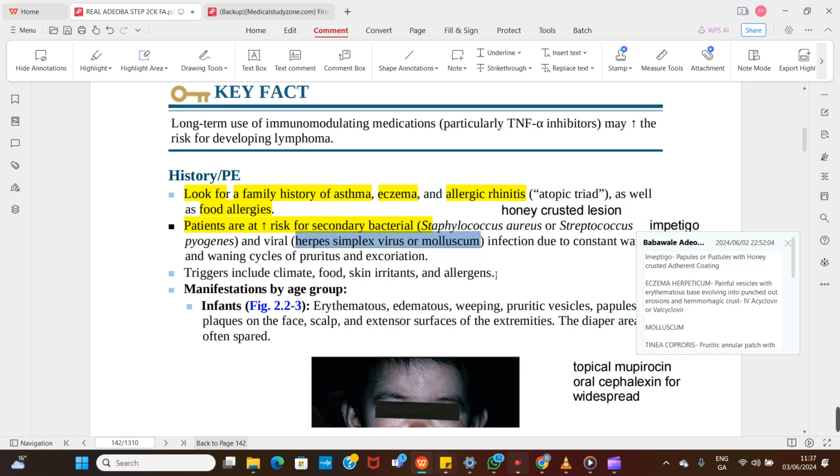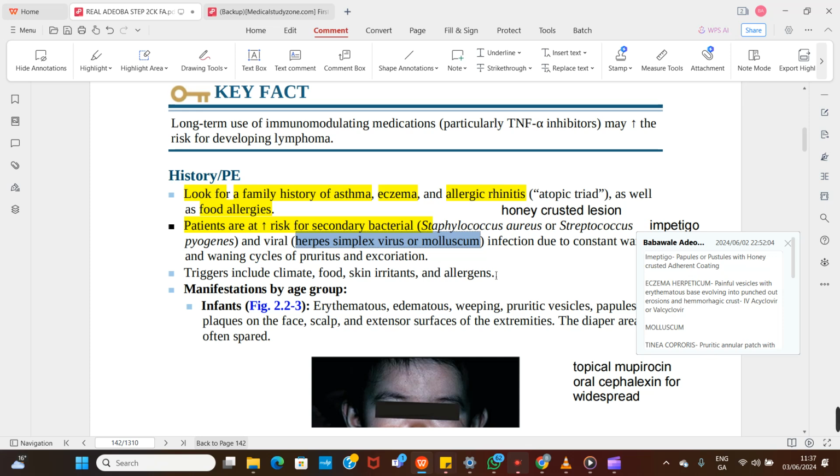And if it's going to be due to Staph aureus, it's going to form bullous impetigo. If it's Strep pyogenes, it's going to be what? Non-bullous impetigo. And what are we going to see? We'll get the history that the person has atopic dermatitis.